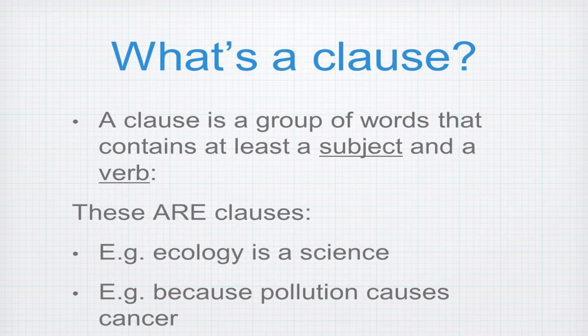So you might say, children, if they are a group of words and they have a subject and a verb, can they be called sentences? The answer is actually yes. There is a type of clause which is actually a simple sentence. We will learn about them in our next slides. Look at the examples of clauses. Ecology is a science because pollution causes cancer. These are clauses. Also remember children, clauses and phrases are all part of a sentence only.